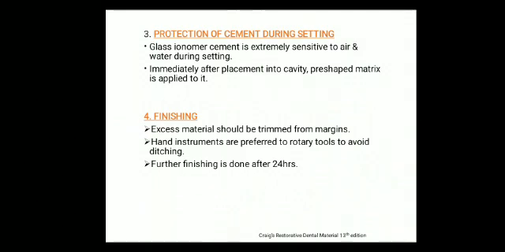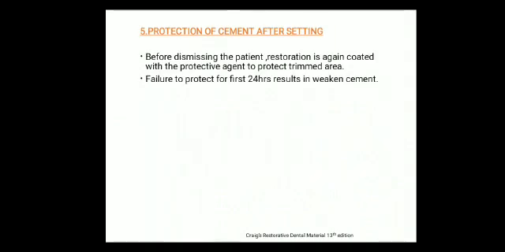Protection of cement during setting. GIC is extremely sensitive to air and water during the setting. Immediately after the placement in the cavity, a pre-shaped matrix is applied to it. Finishing is done. Excess material should be removed from the margins. Hand instruments are preferred to rotary tools to avoid ditching. Further finishing is done after 24 hours.